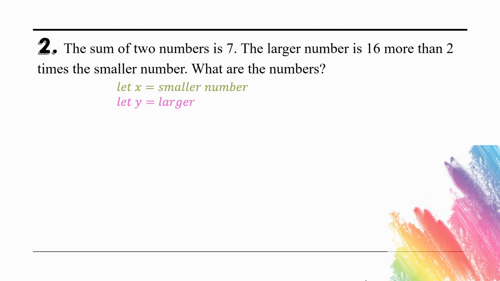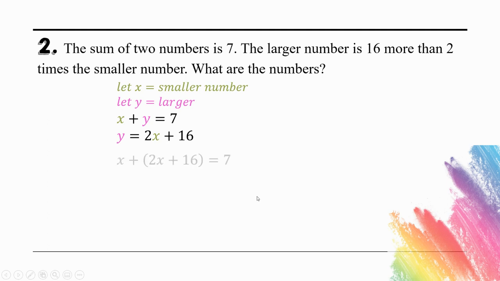If their sum is 7, that first equation would be x plus y equals 7. The larger number is 16 more than 2 times the smaller number. So we would write that, and when you see than, you switch the order. So we did 2 times the smaller number and then the plus 16.